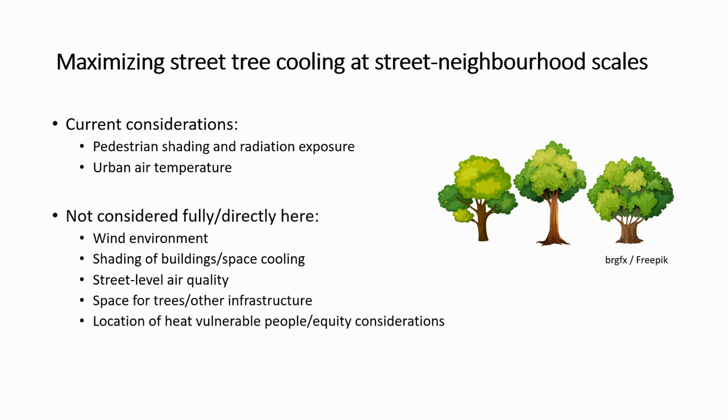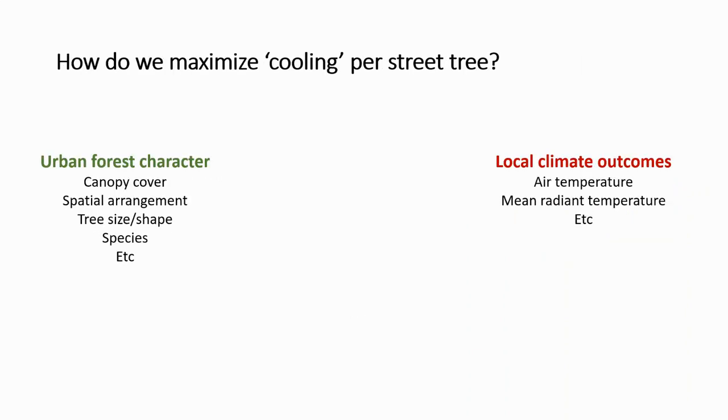There are all kinds of other impacts that trees have that are very important on the wind environment and air quality. We've heard about some of these, and I'm going to ignore those for now, but obviously a more holistic take on trees needs to focus on those. Ultimately, a question I've been thinking about a lot is how do we maximize the cooling per street tree? So, a kind of efficiency.